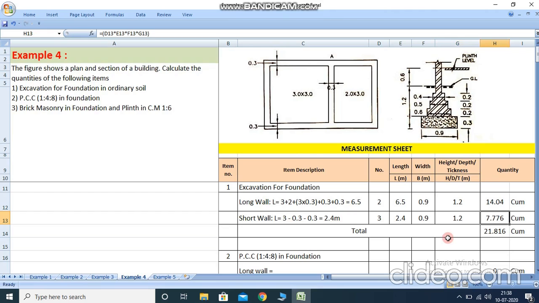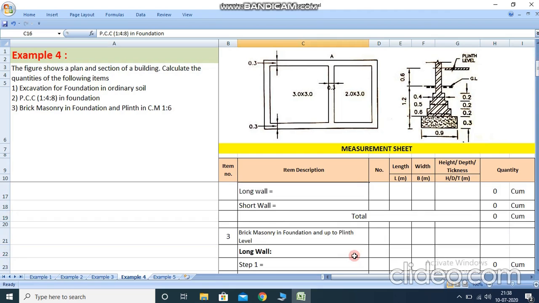So here the total excavation for the foundation, it's a summation of the long wall and short wall value, is 21.816 meter cube. Clear? So it's the excavation for the foundation work.